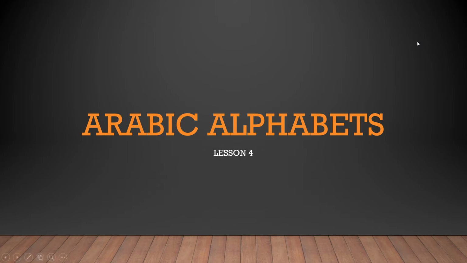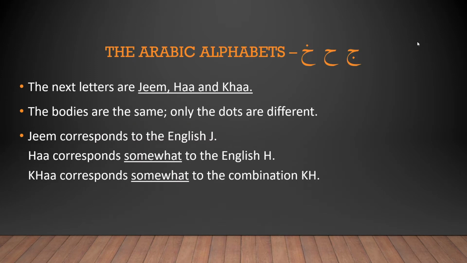Welcome to lesson number 4 of our Arabic alphabet series. Let's begin. Today we'll be learning about the next 3 letters of the Arabic alphabet: Jeem, Ha, Kha.